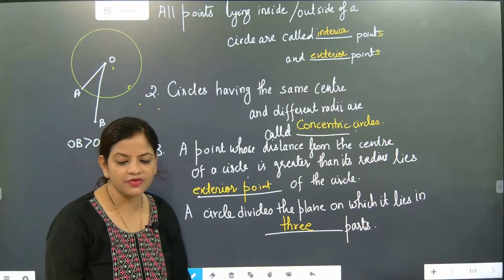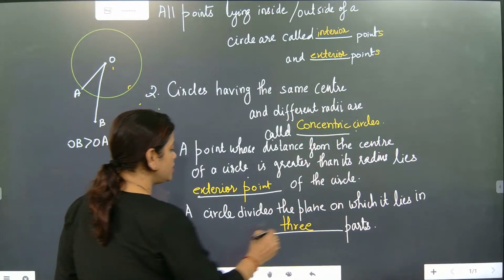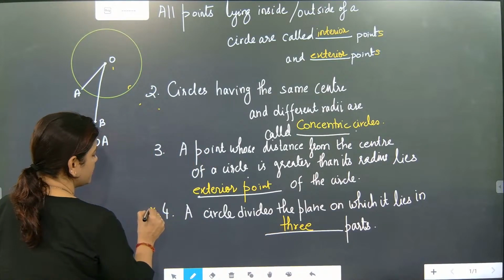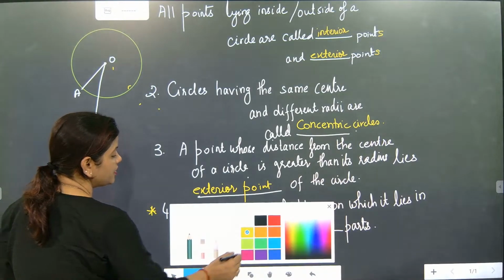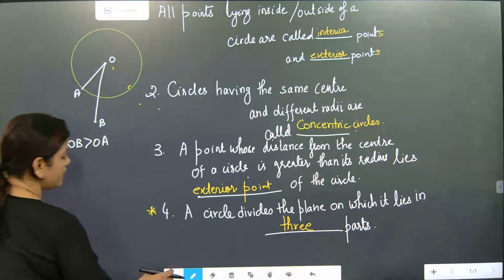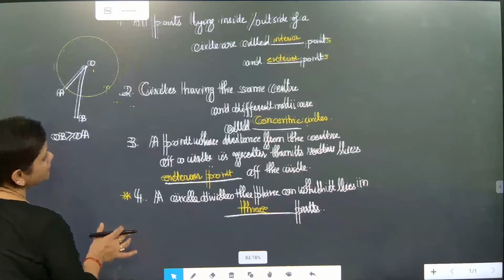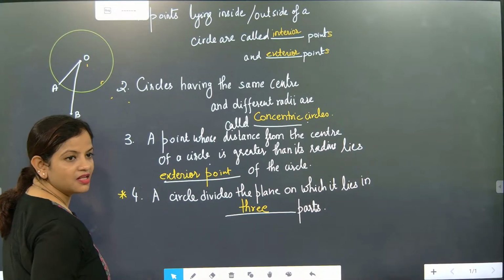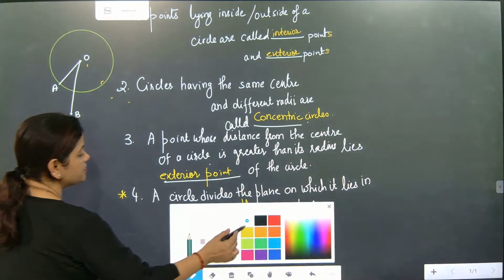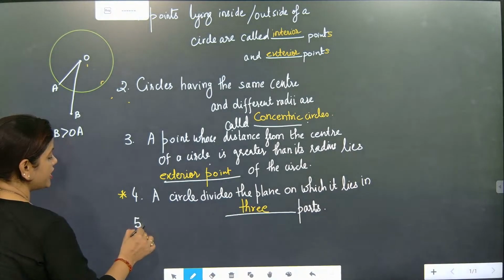Understood? So how many parts will it be? Three parts. This is very, very important. The circle divides the plane into how many parts? Three parts. Are these questions very nice now? So now let's go for the next question.